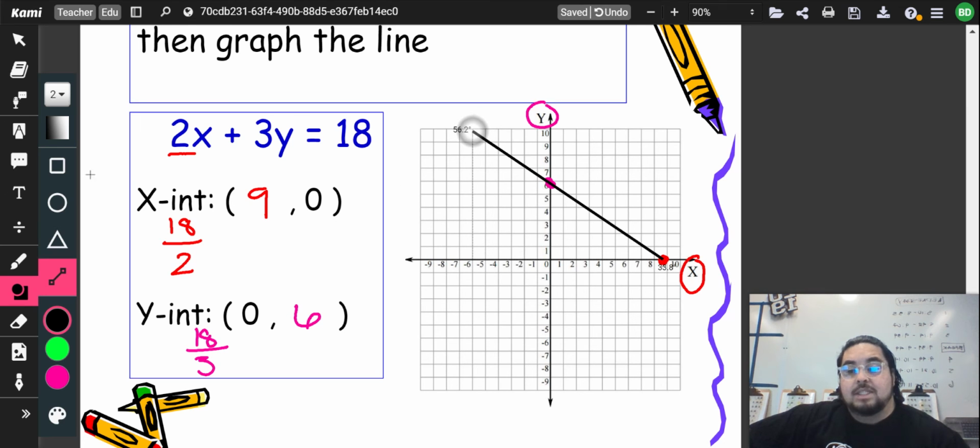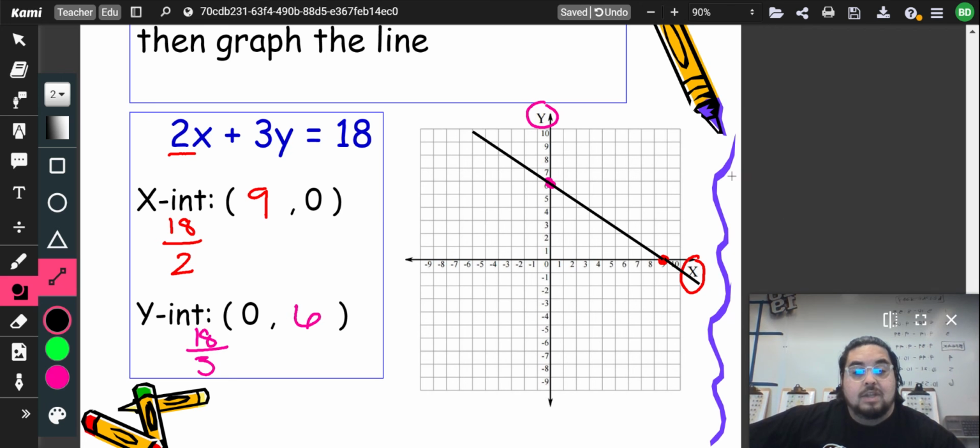I like my line to extend across the graph. I didn't get it to hit on that side, so I'm just going to extend that a little bit. Hopefully that doesn't look too wonky. There we go. Okay, easy as that. Graph your intercepts, connect them with a straight line. Okay, let's look at another example.